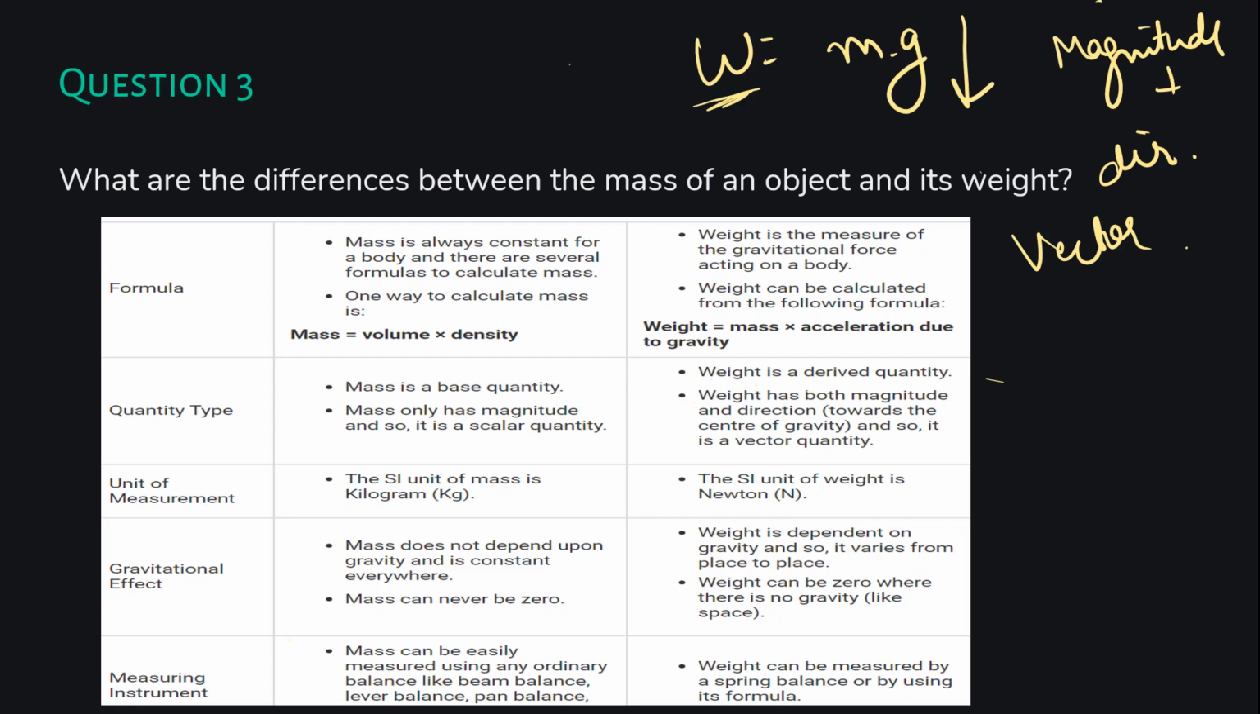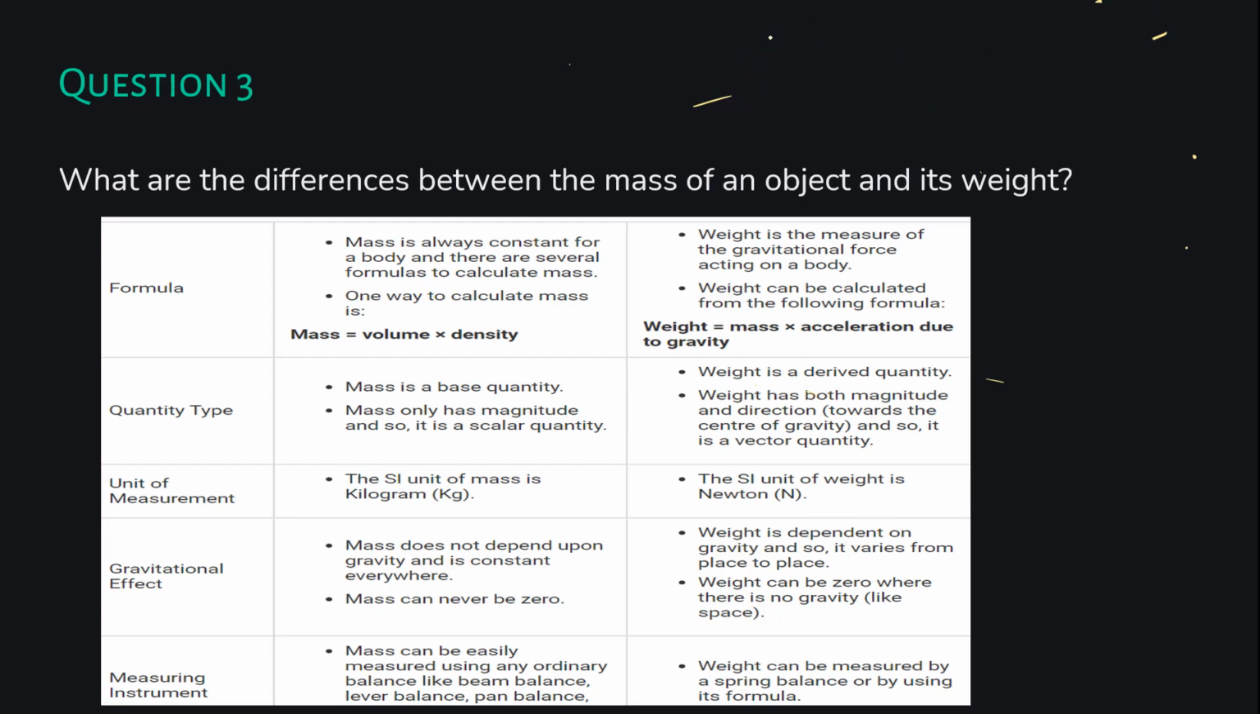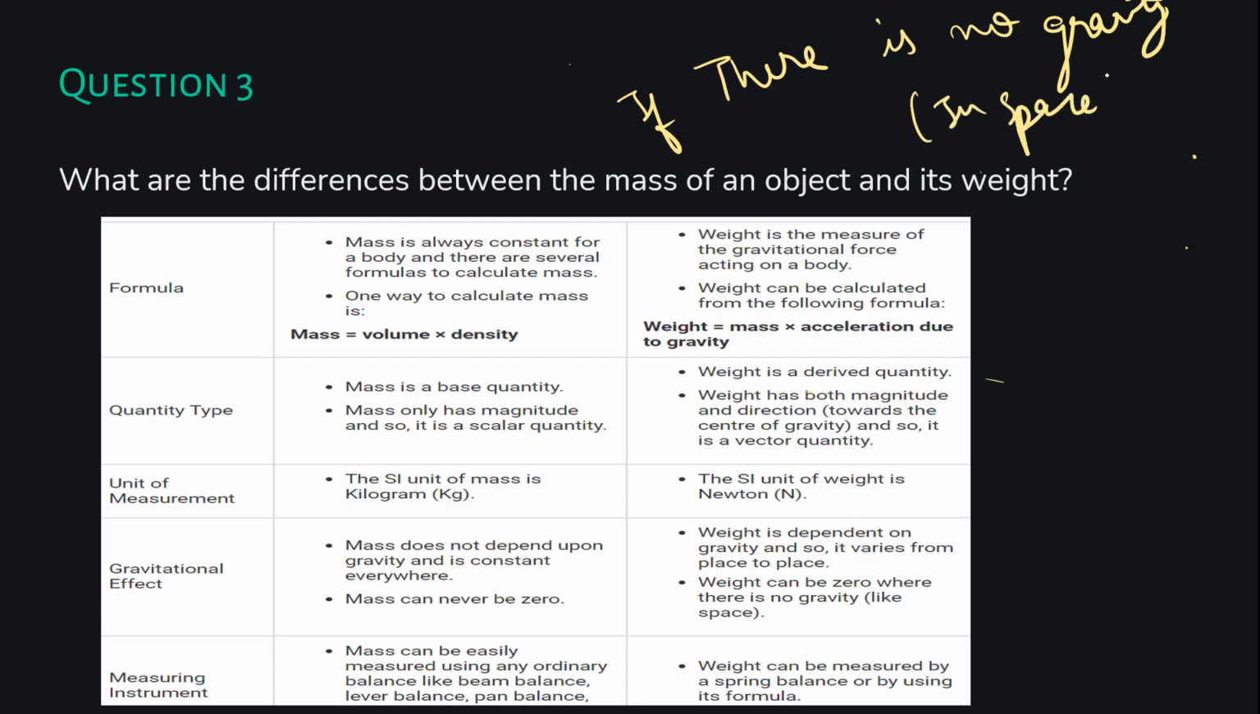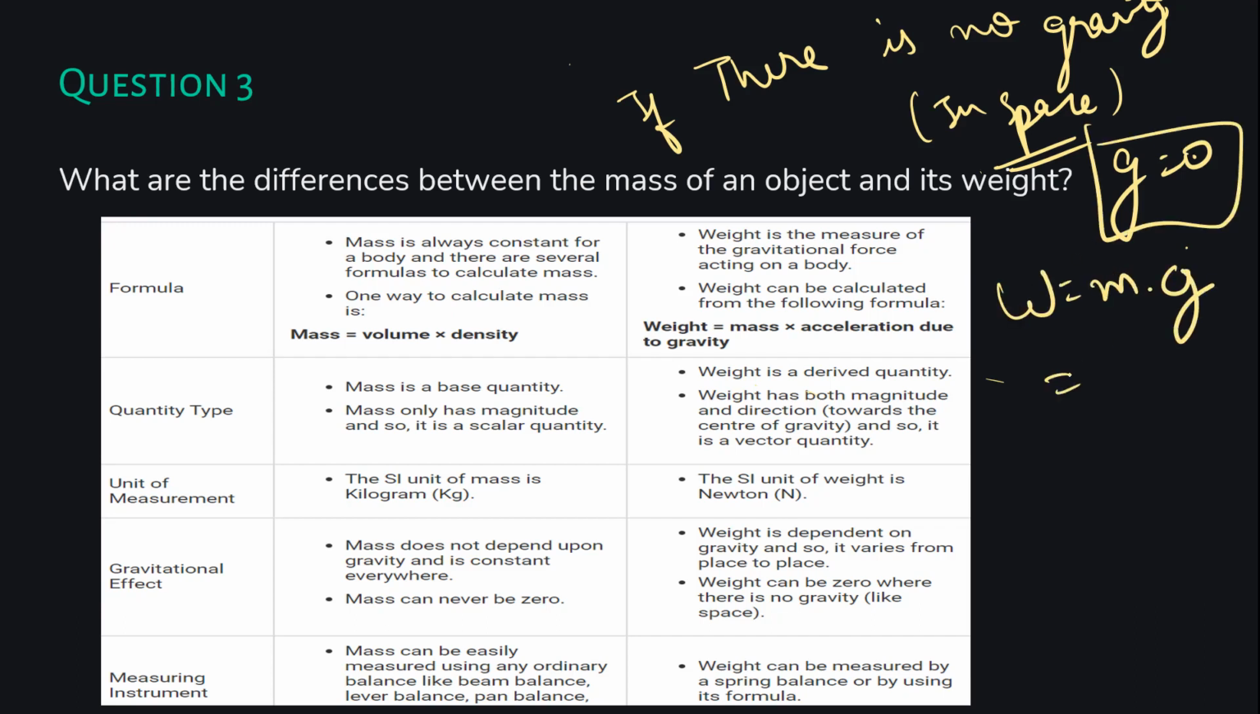Correct. So gravitational effect, mass does not depend on gravity, right? And your weight depends on gravity because weight is equal to m into g. Mass can never be 0, but your weight can be 0. Of course, if there is no gravity. So tell me, for example, in space, there is no gravity. What does that mean? That your g is equal to 0 in space. Whatever your mass, for example, you have 1000 kg mass, but your g is 0, right? So your weight will become 0 newtons, right?